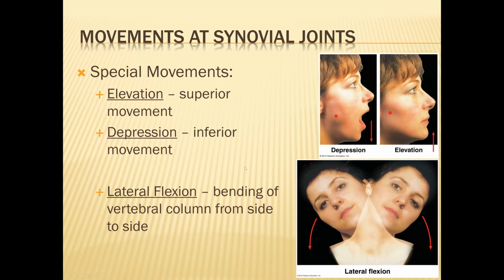And then the final special movement is called lateral flexion. And this is something your vertebral column can do. So the different areas of your spine, cervical, thoracic, and lumbar. And this is bending of the vertebral column from side to side. That is called lateral flexion.